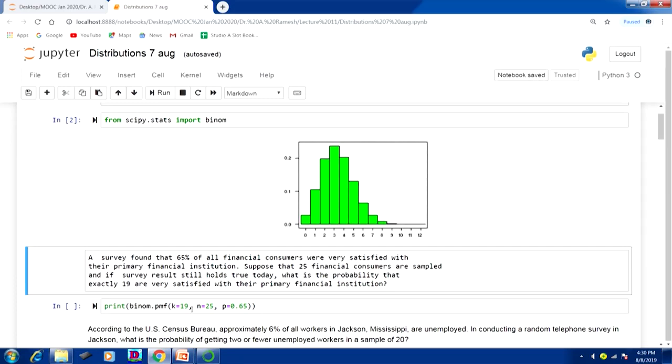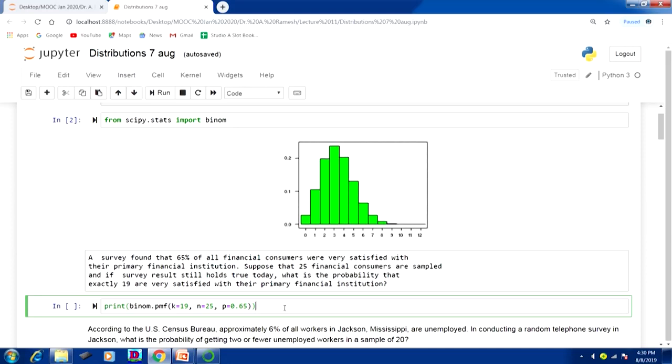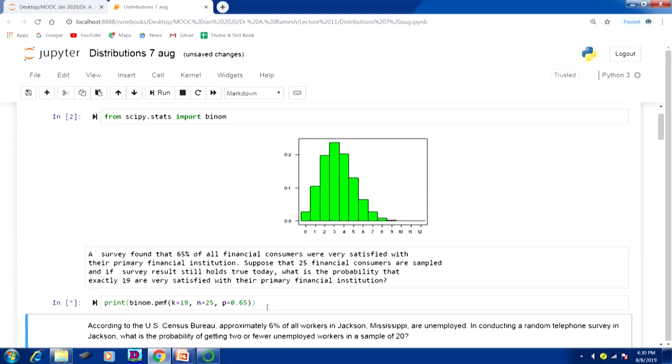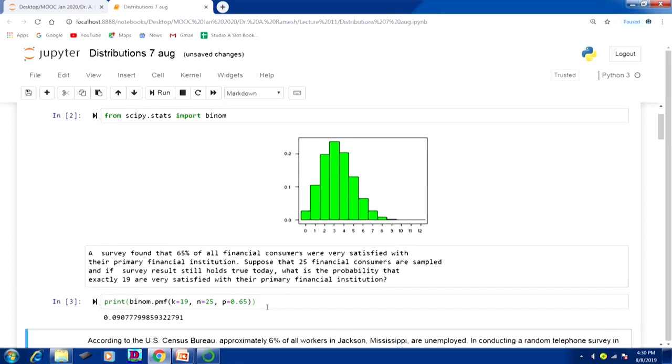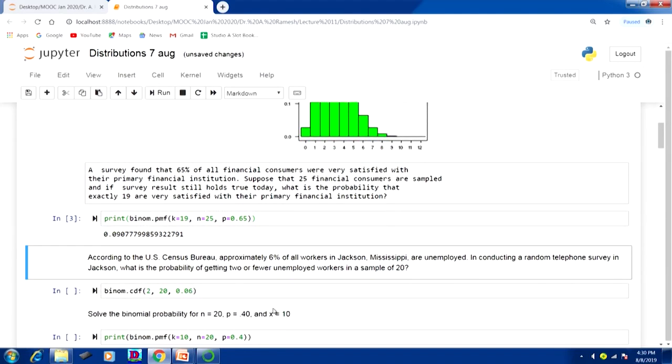Print binom.pmf, probability mass function, k equal to 19, that is, in the probability distribution context, x; n equal to number of samples; p is probability of success. Now, we can see that the answer is 0.09. So, 0.09 is the probability that exactly 19 are satisfied with their primary financial institutions. We will go to the next problem.